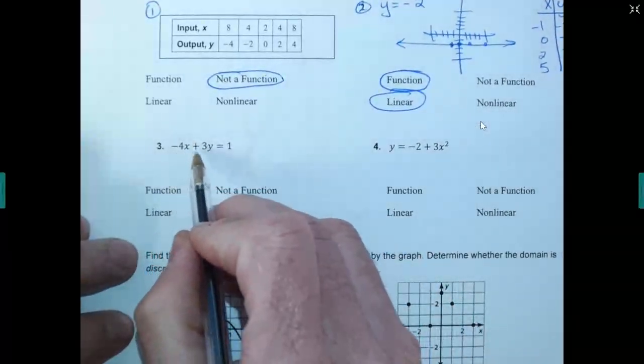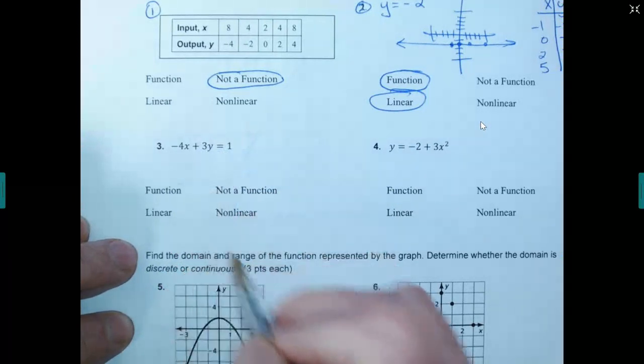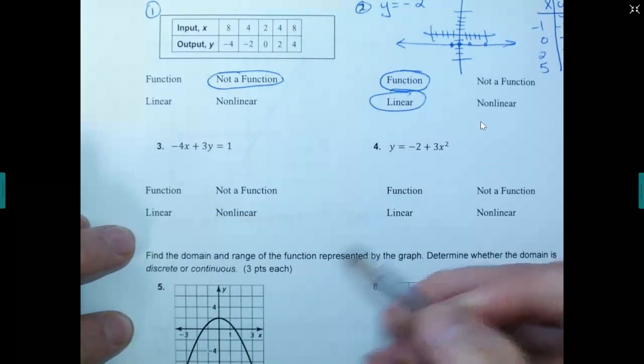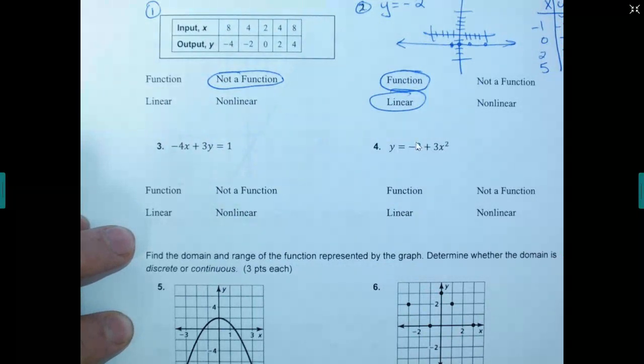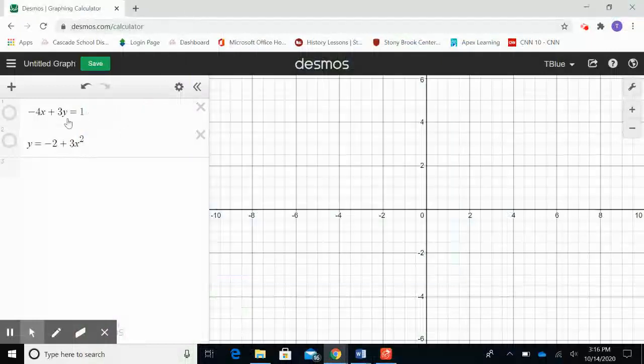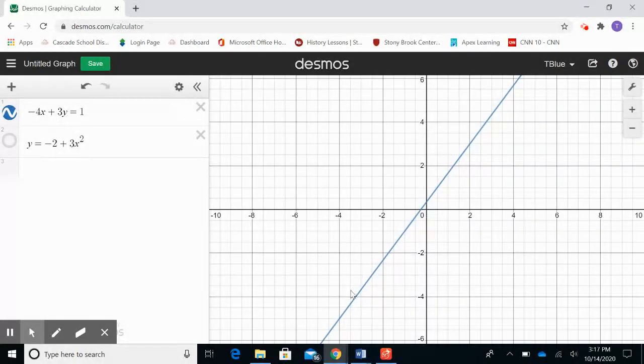Let's look at this one. Negative 4x plus 3y equals 1. Is that a function, first of all? Yeah, as a matter of fact, it's a function. And is it linear? Well, let's look over here. If I go to my Desmos calculator, I put in negative 4x plus 3y equals negative 1. Plug it in and look at that.